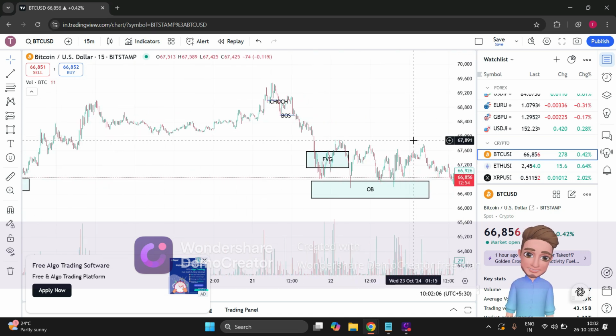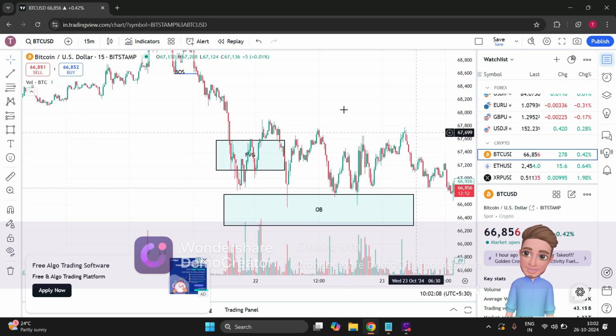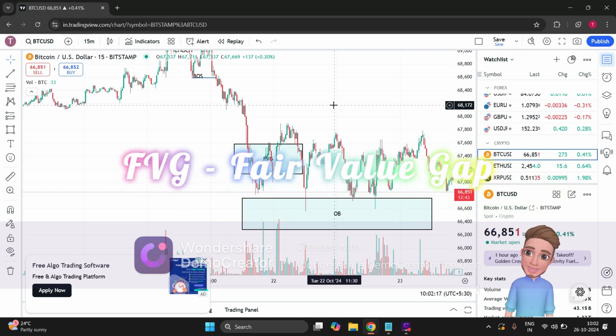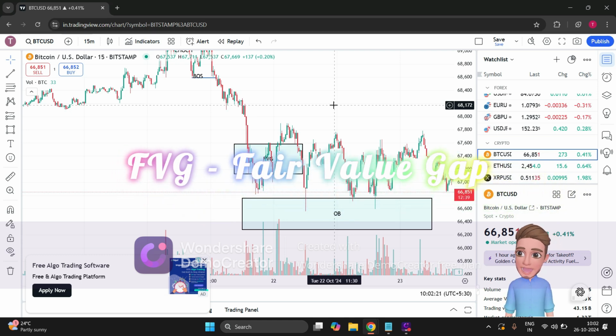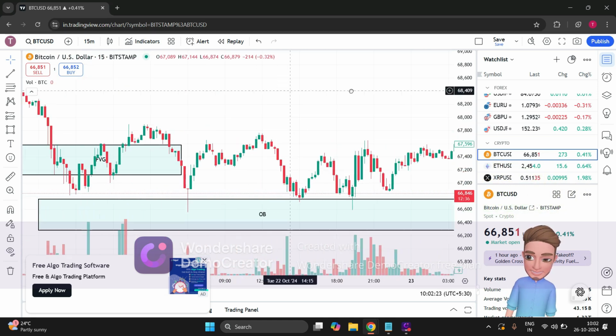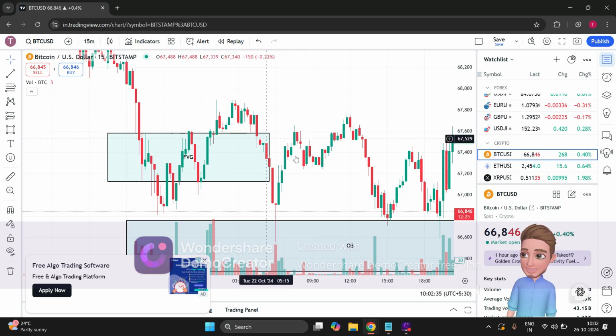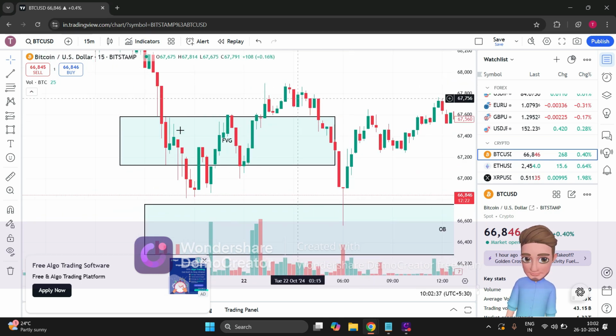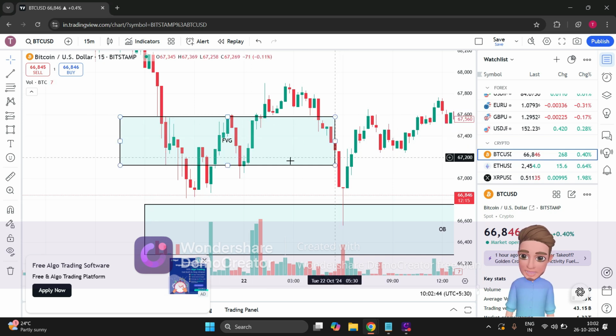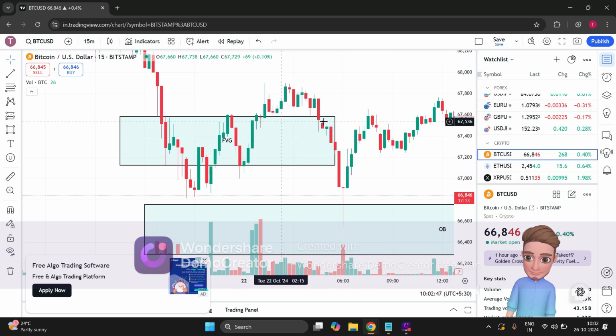The next concept is fair value gap. Fair value gap is nothing but a gap which is created when we take three candles. Let's see, I've already marked it here. There are three candles here: one, two, three. If you see the wicks, we actually consider the wicks of the candle to draw this fair value gap. So if I draw a box with respect to these three candles, this is the fair value gap.